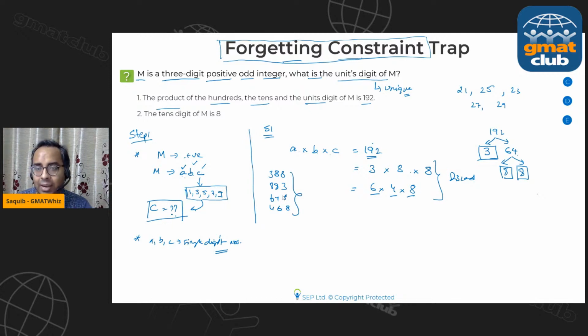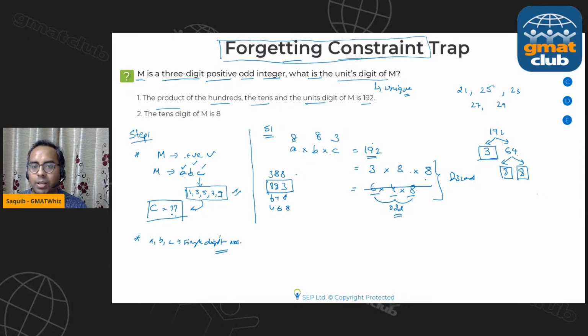But before discarding, I would request you to kindly go back and look at your steps and see, is every condition being satisfied? M should be positive. Okay, in all cases M is positive. Now M should be an odd number, so C should be either 1, 3, 5, 7, or 9. And you can notice that the only possible case is when A is 8, B is 8, and C is 3. You cannot take 6, 4, and 8 because none of these numbers are odd, and you definitely need an odd number at the end. So you will discard this case directly.